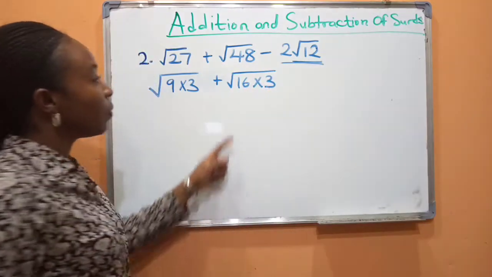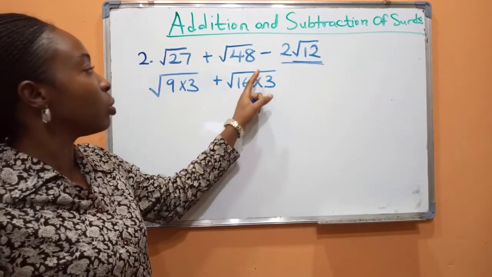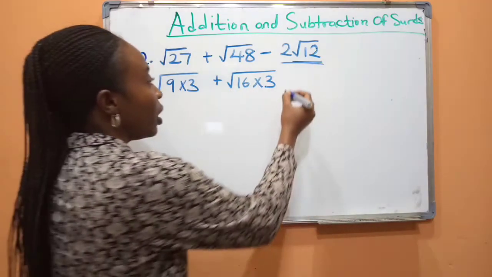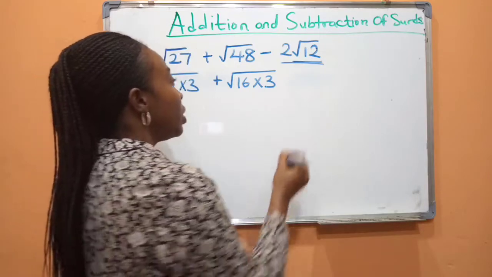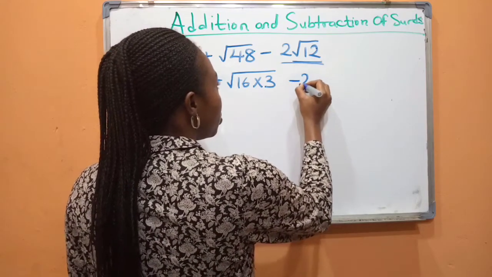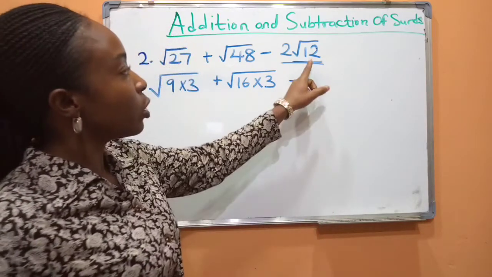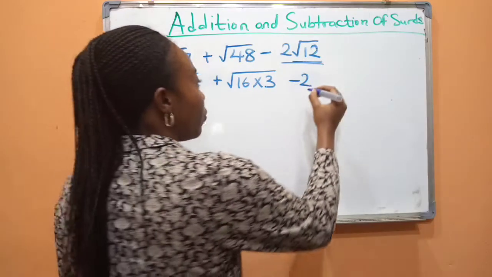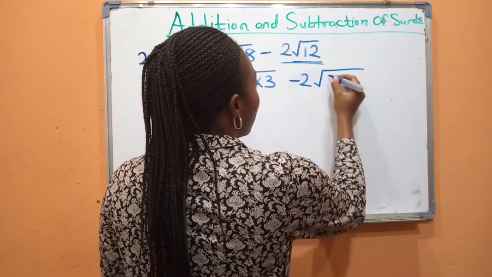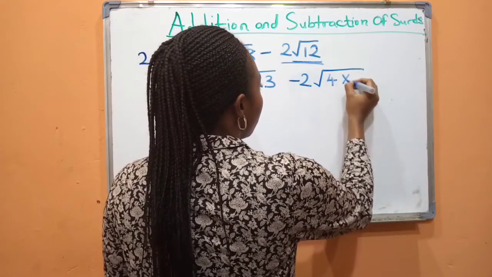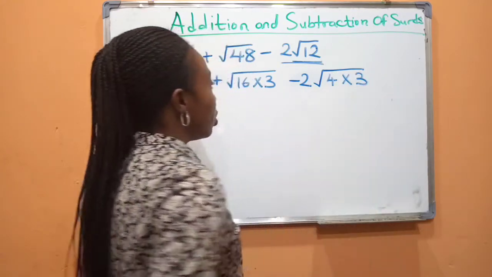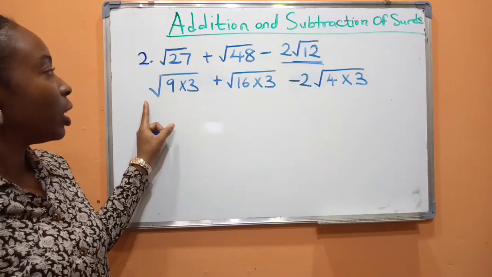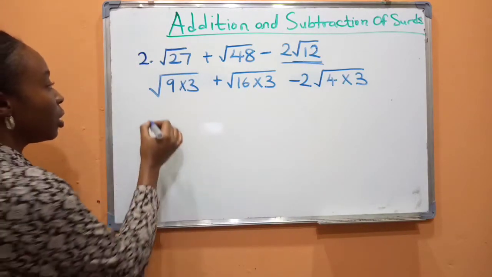So we are finding the root of 16 times 3. We are combining it, and then for this one we simply write -2. And then we focus on simplifying 12. In simplifying 12 we are going to have 4 times 3. So now that we've done this, the next thing we are going to do, let's further break it down.